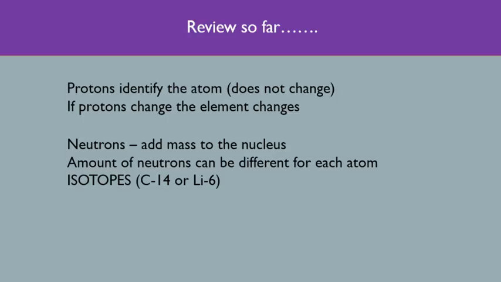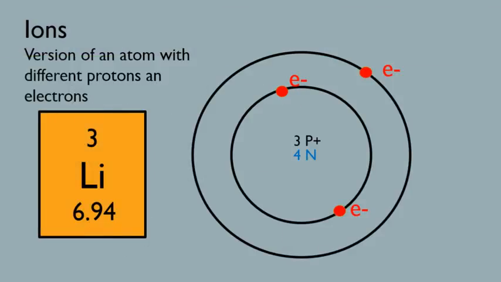Now the last thing we need to speak about are the electrons. Now the electrons can have a different number, and those are called ions. So here we see that ions are a version of an atom with a different number of electrons to protons. So again, with lithium, the normal lithium will have 3 electrons and 3 protons.